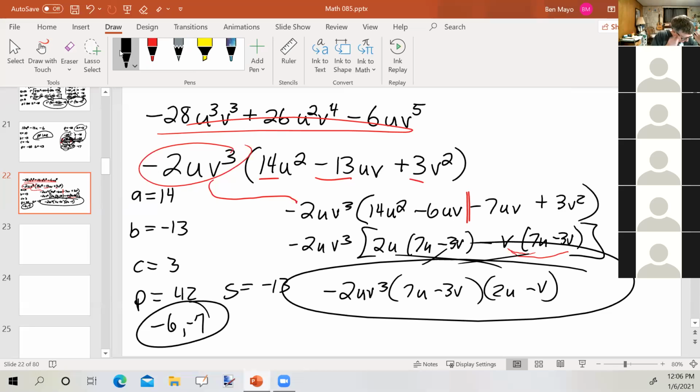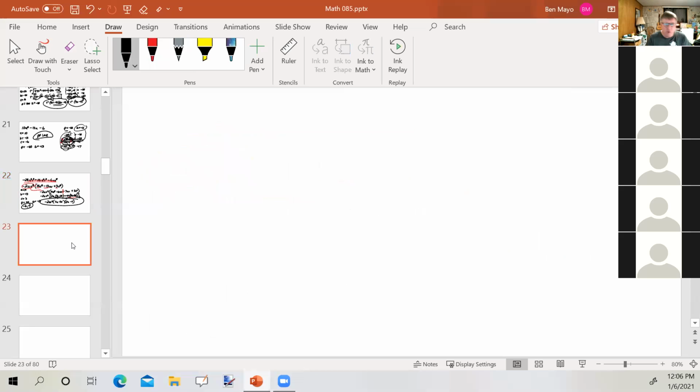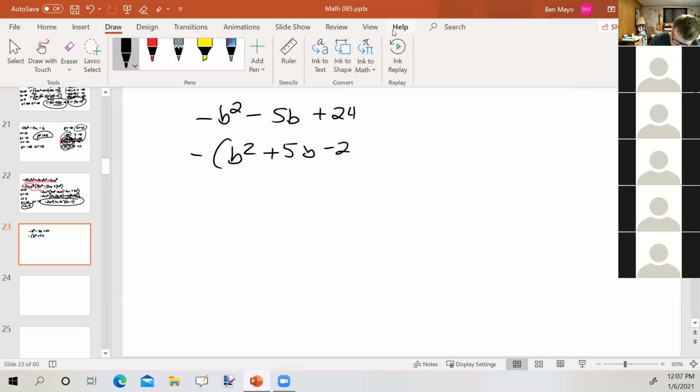Okay. Now they're going to just mix it up because we've looked at section 6.1, 6.2, and 6.3. So let's just take some problems and see what we need to apply. So here we've got negative b squared minus 5b plus 24. This is a trinomial. It's in standard form, but it has a leading coefficient of a -1. So I'm going to factor out that negative and get that.